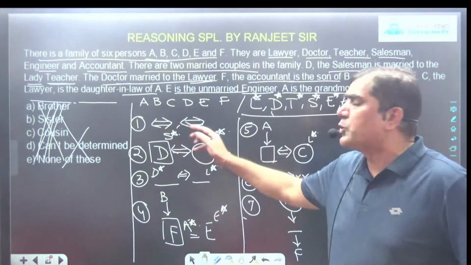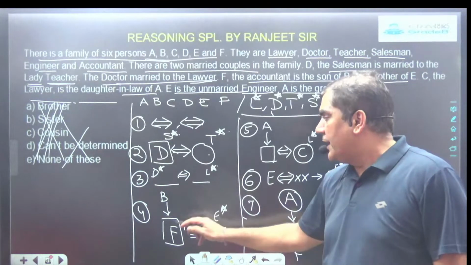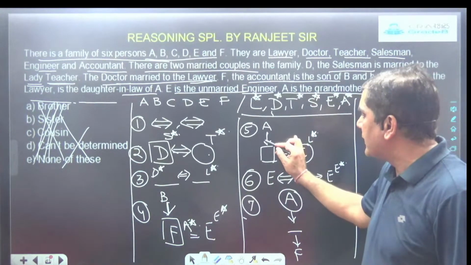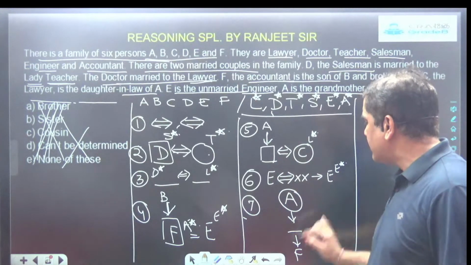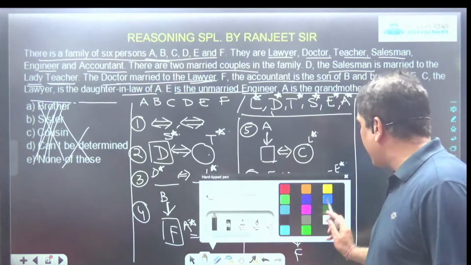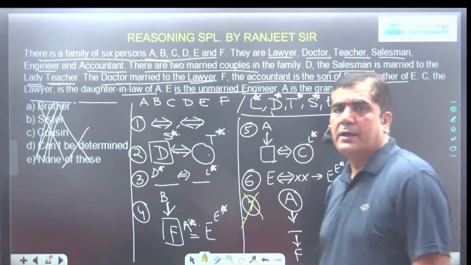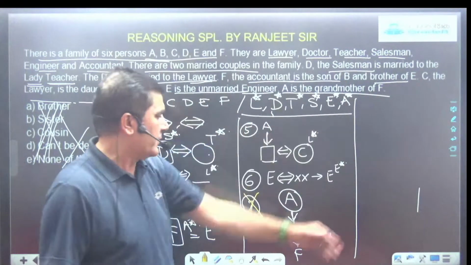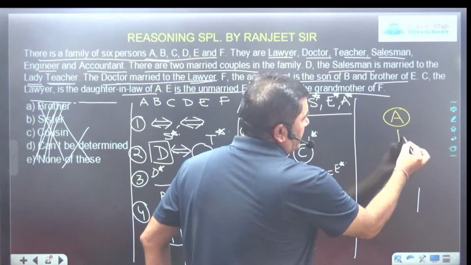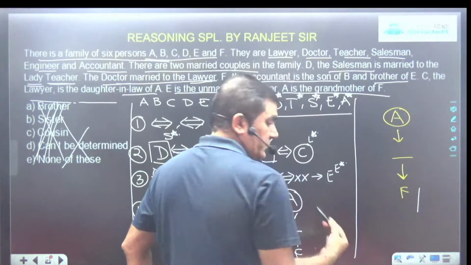See, in the first one, 2 married couples, no generation, useless. Here also no generation. Here I am talking about 1 generation only. Here I am talking about no generation. In the last statement I am talking about 2 generations. So let's start with this one. Let's cut this one, and when we need to combine, let's combine over here. I'm going to put it like this: A, this is blank, and this is F.